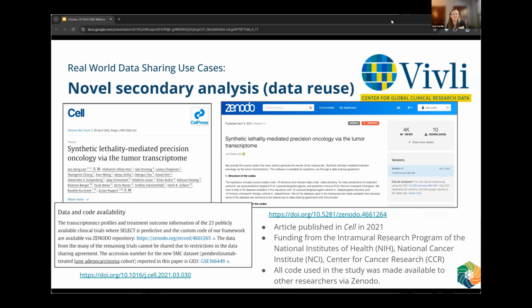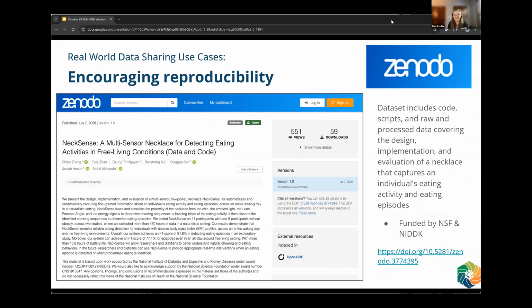The study with all of those data sets in it was published in Cell, and then they made their data and code available to Zenodo. So another crossover moment. And that actually brings me to next slide, to Zenodo.